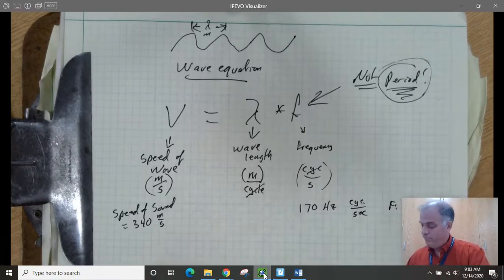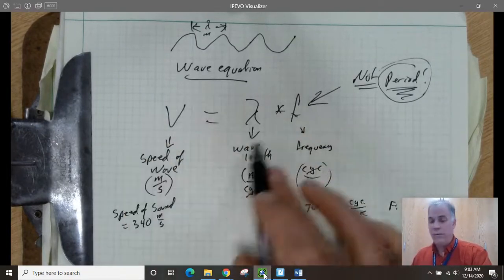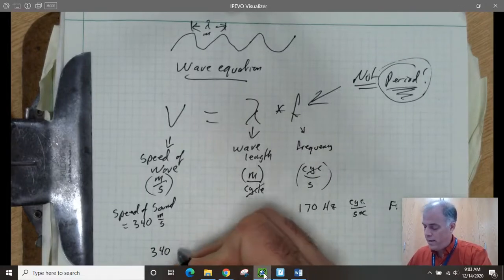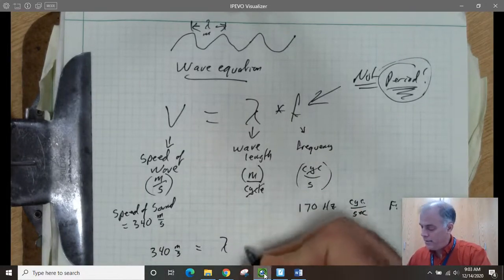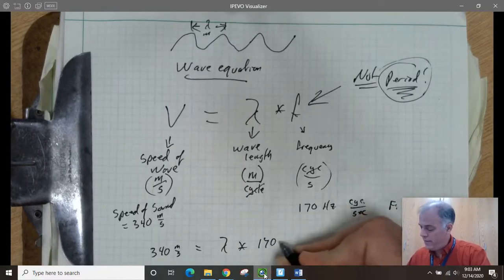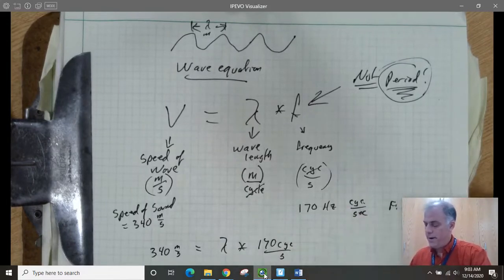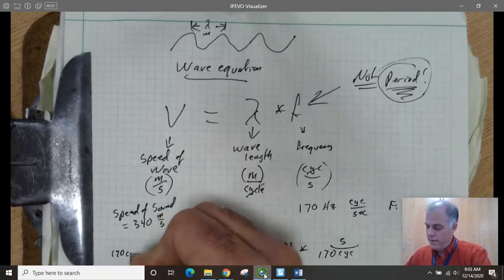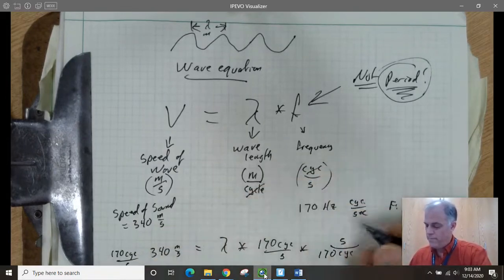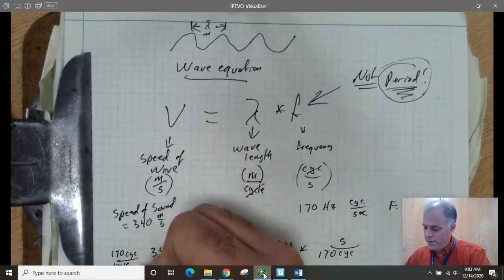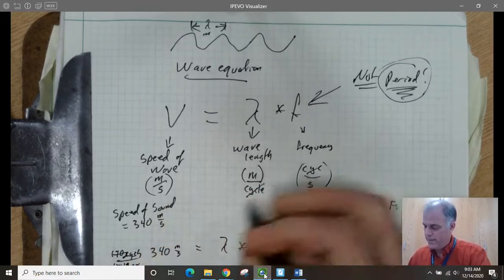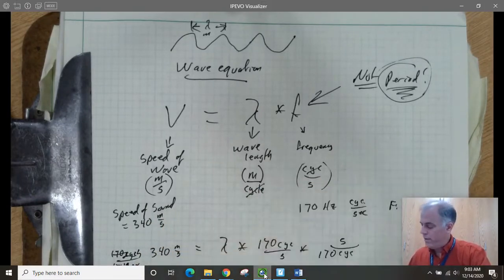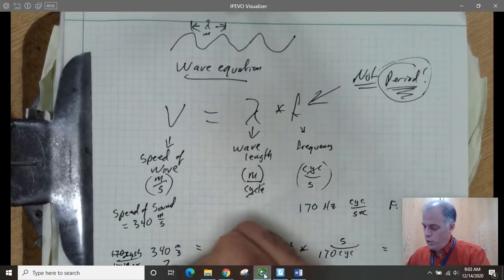Find lambda. And the way we do this is we just plug the numbers that we've got into this equation. Now we know that 340 meters per second is equal to lambda times 170 cycles per second, right? We want to solve for lambda, so we're going to divide both sides by 170 cycles per second. Okay, 340 divided by 170, that's going to be 2.